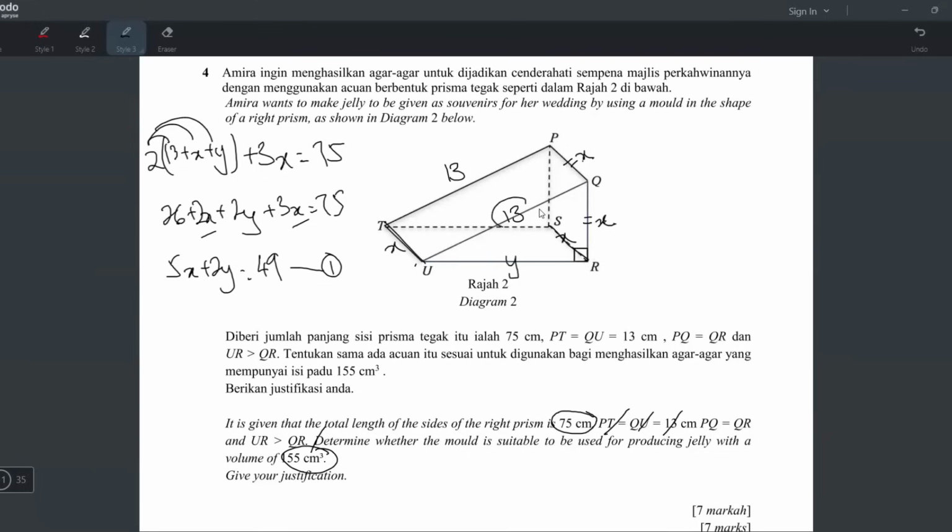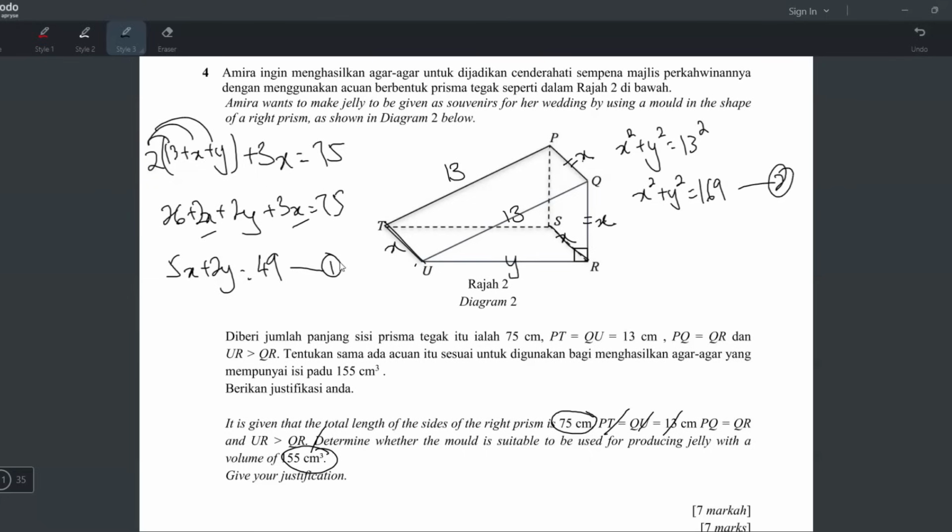For a right angle triangle, you can use a formula to form an equation yang melibatkan tiga-tiga panjang ni. So the formula that we will use is the Pythagoras theorem. So 13, X, Y, dia akan jadi x square plus y square equals 13 square. Because the Pythagoras theorem says that these two sides, when you square tambah, you will get the longer side square. So now you have your second equation. The 13 square you can tekan lah, you get 169. So that's your equation 2.